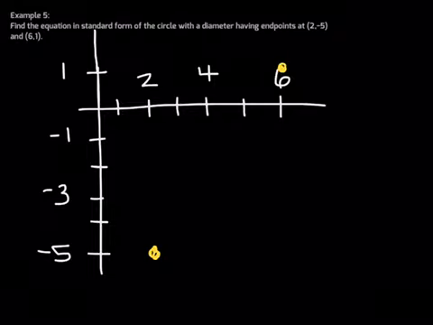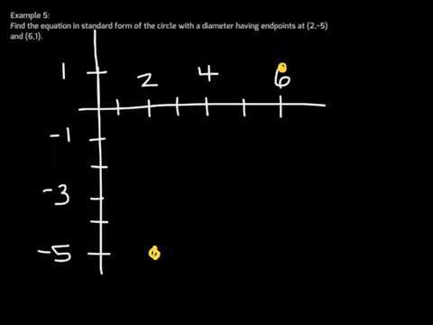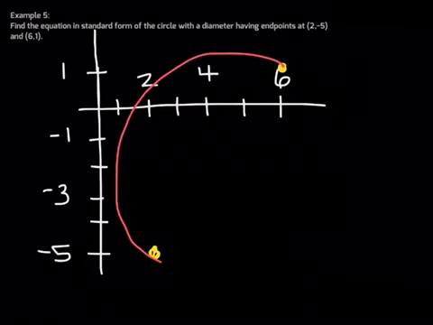Now this one's interesting. Find the equation in standard form of the circle with a diameter having endpoints 2, -5 and 6, 1. I think for this one especially, we're going to draw a picture to get a visual. So here's my Cartesian plane. I have those endpoints for the diameter, and we know the circle goes through these 2 points. So then we have something like this, okay, everybody?